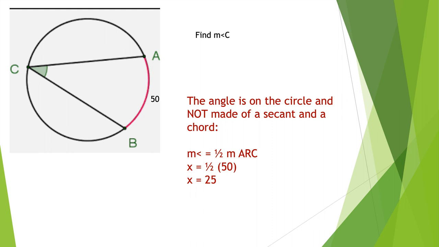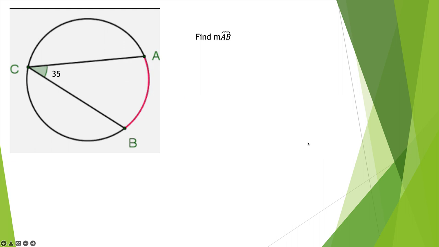Now this cuts both ways. Not only does it say that the 25-degree angle is half the 50-degree arc. If I wanted to, I could also look at it as the 50-degree arc is double the 25-degree angle. Keep that in mind when you try this one.